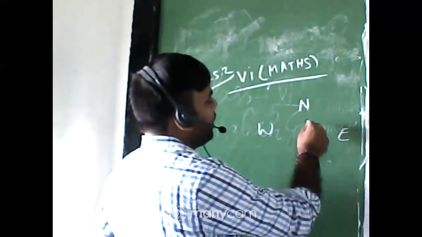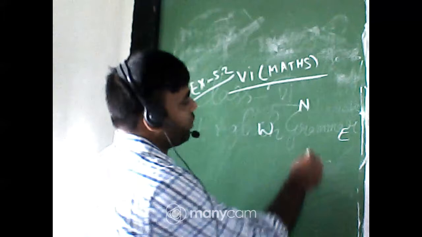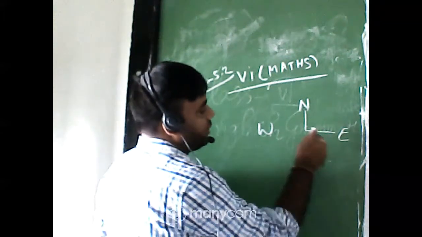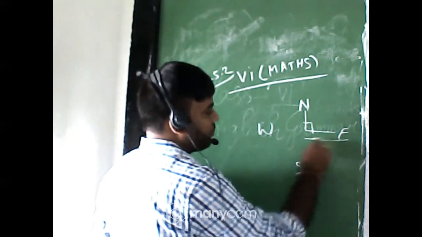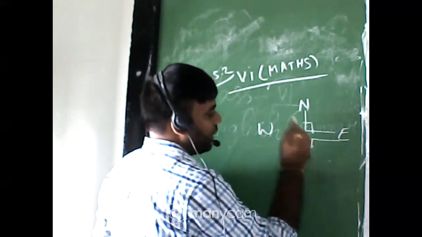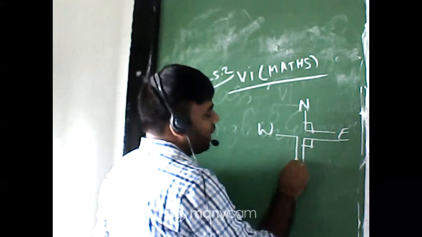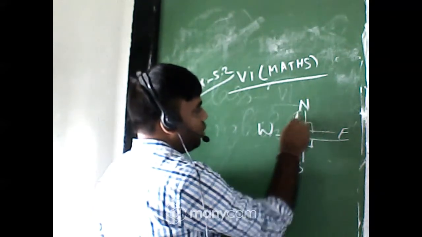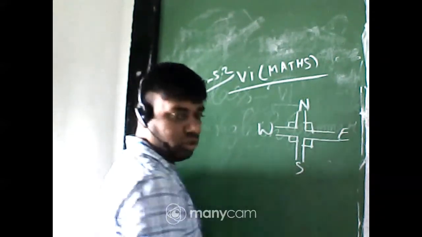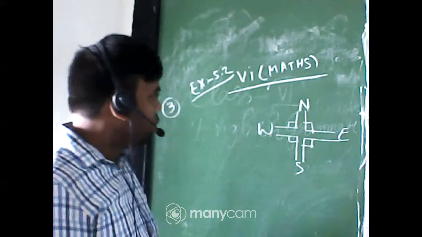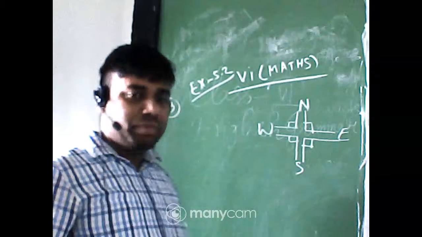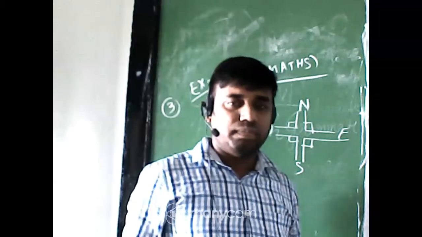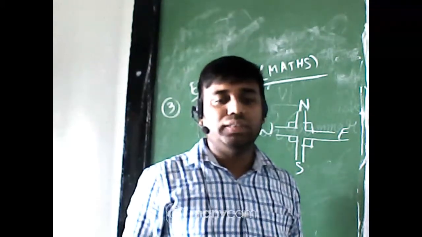The angle between north and east is 90 degrees. East and south, that is 90 degrees. South and west, 90 degrees, and north and west, that is also 90 degrees. So the angle between two consecutive directions is 90 degrees.